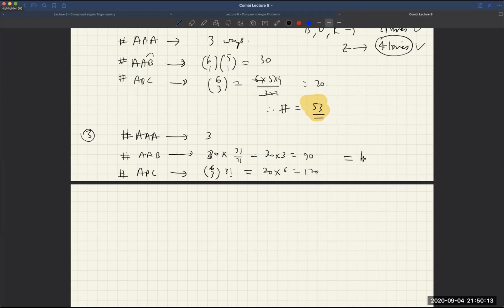So therefore what total number will come? What is the total number? It is going to be 210, so 213. Am I clear with this, guys? Is this fine? Is the third case also clear to you? Yes, can I move on?